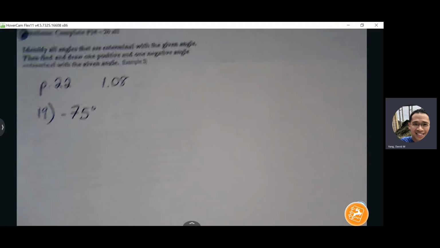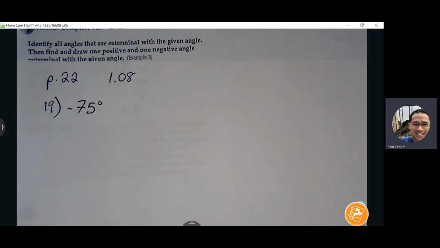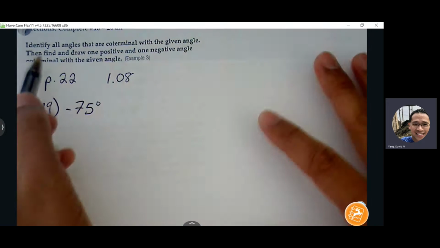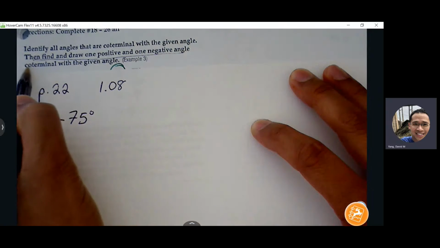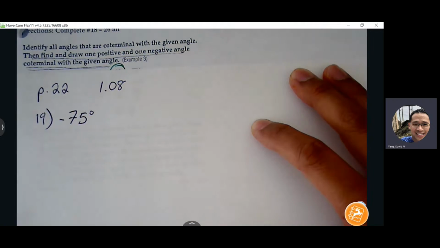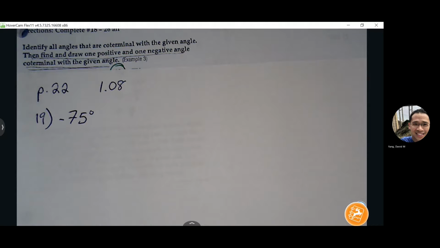So the direction here is identify all angles that are coterminal with a given angle. There's a certain notation that's involved with it. Let's ignore that part for now. However, I do want us to draw one positive and one negative coterminal angle with a given angle. If I want to find another coterminal angle that's negative, I can subtract 360. If I want to find a positive one, I can add 360. And then we're just going to do a quick, very rough sketch so that we have an idea which quadrant it's in.